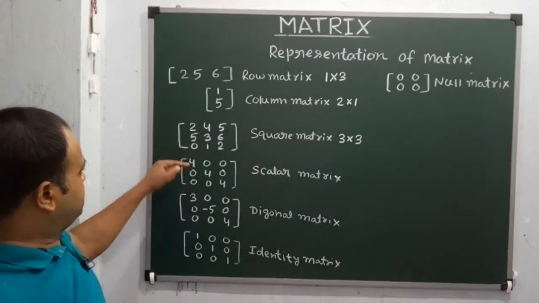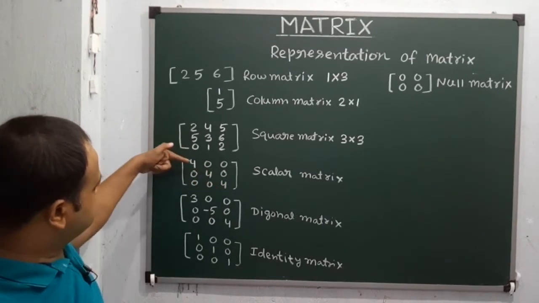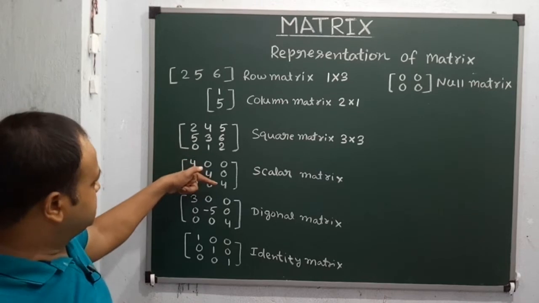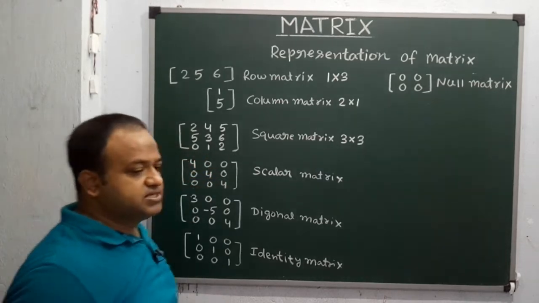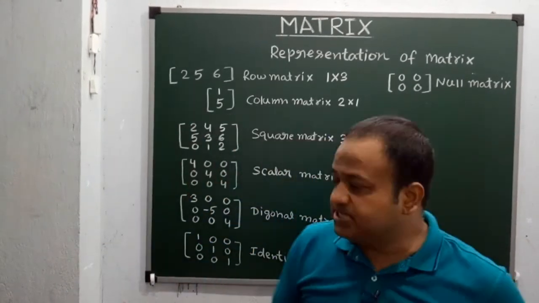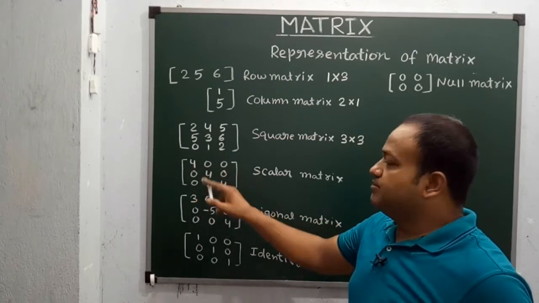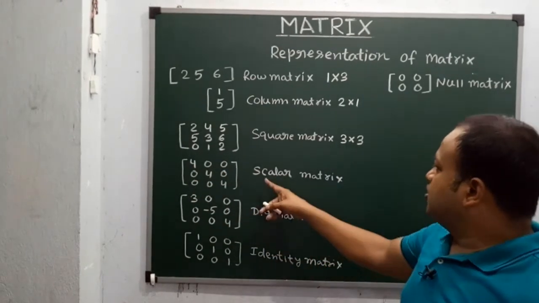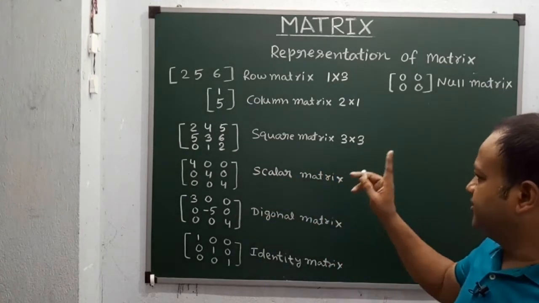Now if we can see that there is a diagonal element. The diagonal elements are non-zero and the other elements are 0. That means if the diagonal elements are identical, see here all are 4 and the rest of the elements are 0, then it is called a scalar matrix. Its order is also 3 into 3.